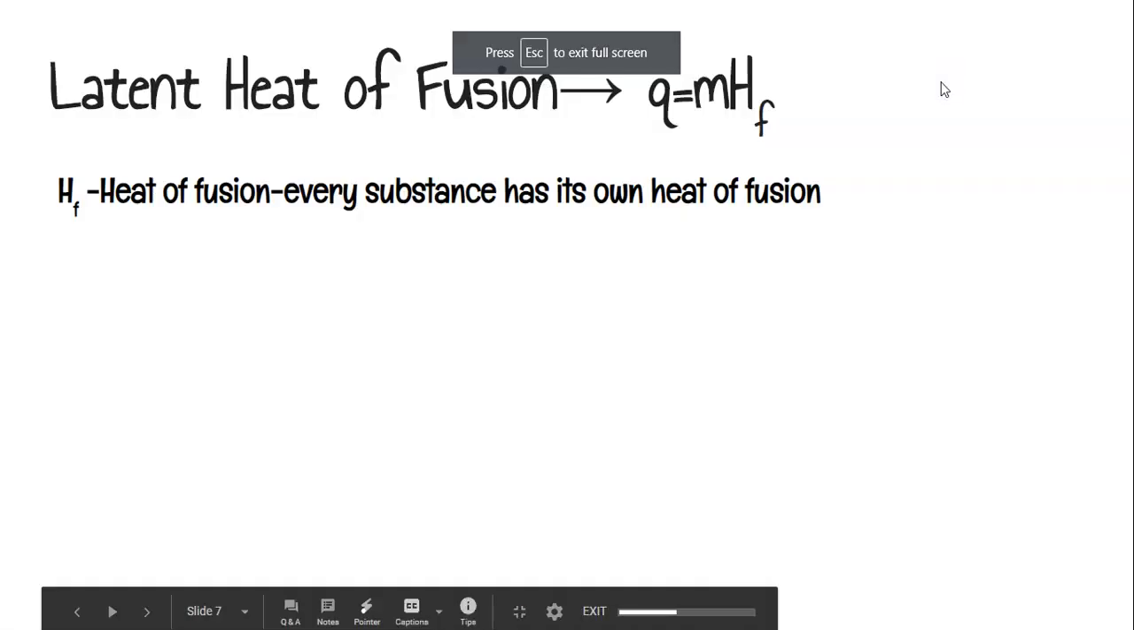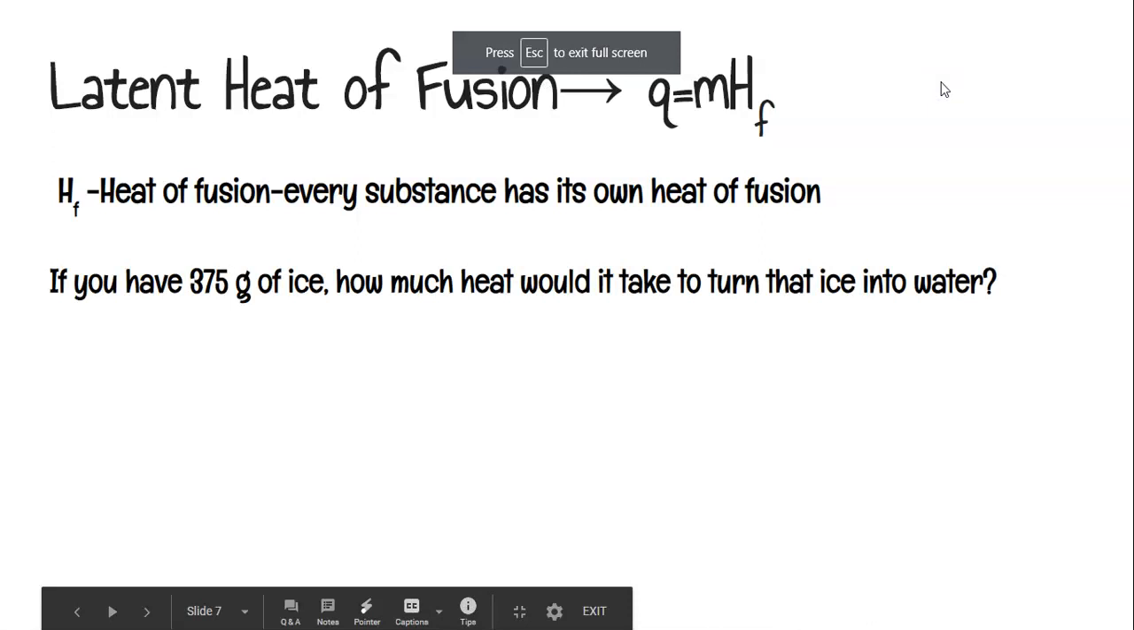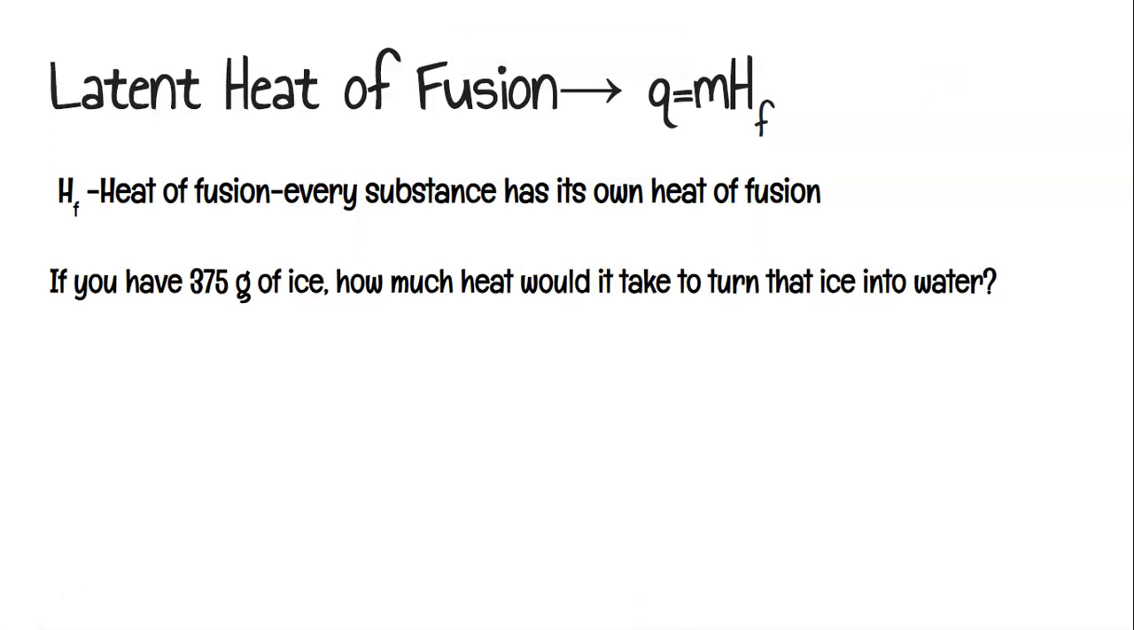Okay. So if I still have that 375 grams, but this time it's ice, I want to know how much energy it's going to take for that ice to become water. So again, I'm going to write down my symbols. Oh, and that should say H of F, not H of V. Sorry about that. That was an oversight.